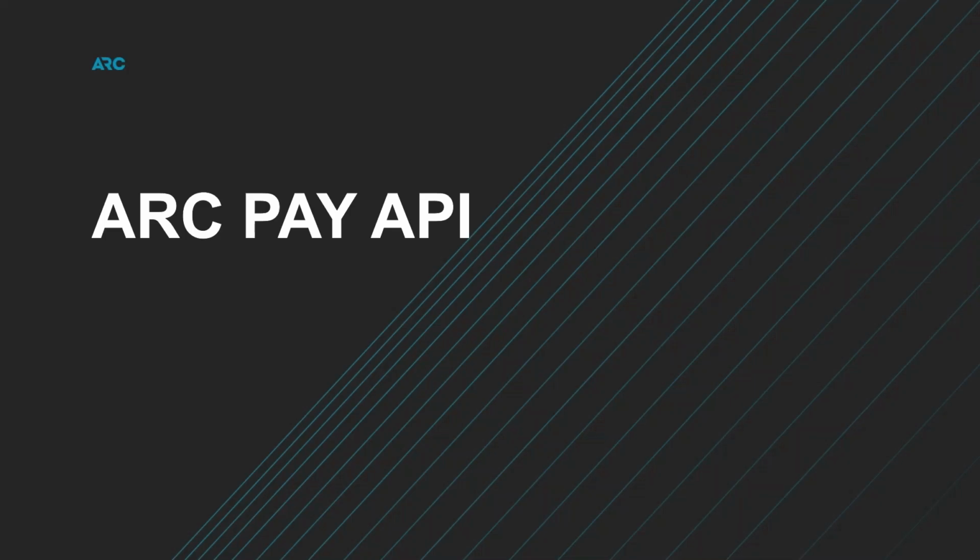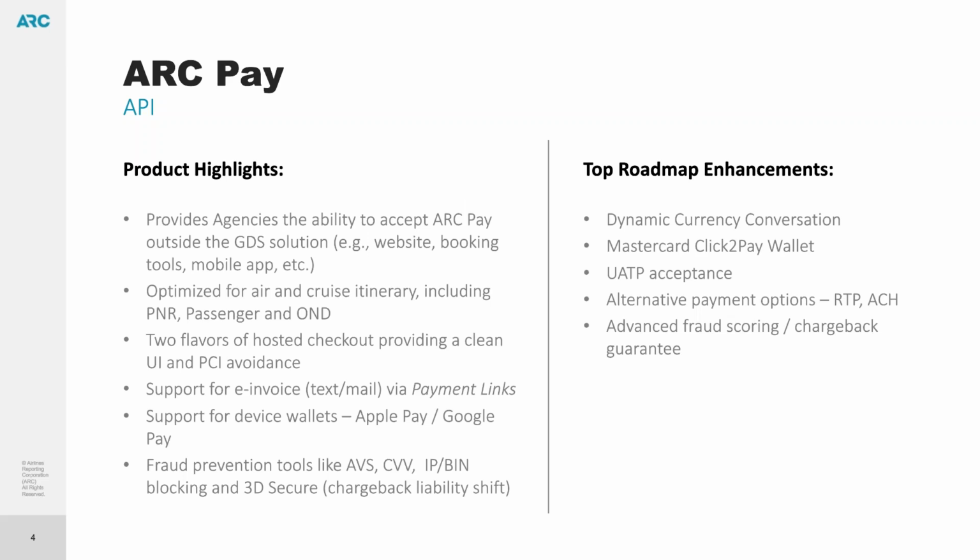So let's touch on each of these products individually, and we'll start with the ARC Pay API. The ARC Pay API was recently introduced back in May, and some of the highlights of this product are, it does allow you to process transactions outside of your GDS. So if you have any sort of website or booking tools, or you're creating any new payment flows related to NDC, this would allow you to do those transactions outside of that world. It is optimized for cruise and airline. So if you want to pass different information like the passenger name and the O&D, all that information can be passed on the transaction as well.